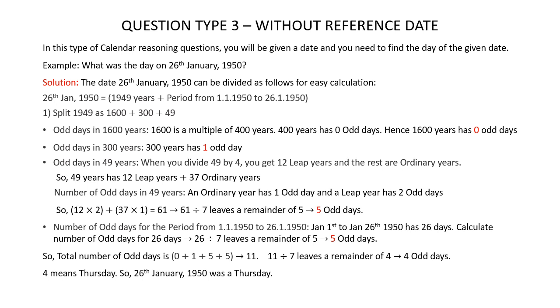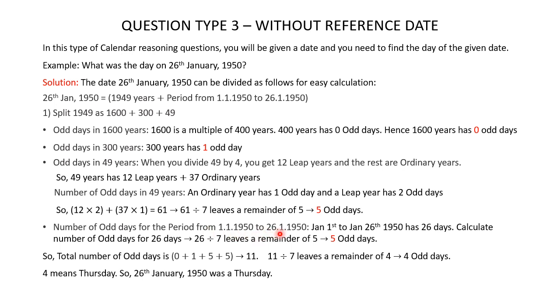Now let's find the number of odd days for the period from 1/1/1950 to 26/1/1950. January 1st to January 26th of 1950 has 26 days. So we have to calculate the number of odd days for 26 days. 26 divided by 7 leaves a remainder of 5, which means there are 5 odd days in the period from 1/1/1950 to 26/1/1950.